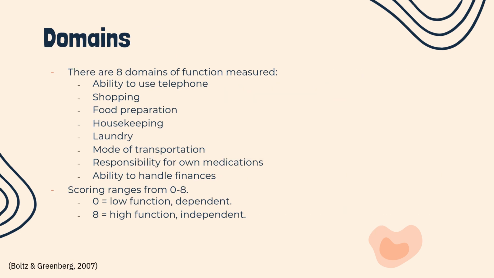There are 8 domains of function measured within this assessment, including the ability to use a phone, shopping, food prep, housekeeping, laundry, mode of transportation, responsibility with meds, and the ability to handle finances. A score ranges from 0 to 8, 0 meaning an individual with low functioning and more dependent, and then 8 meaning an individual with high functioning and independent.